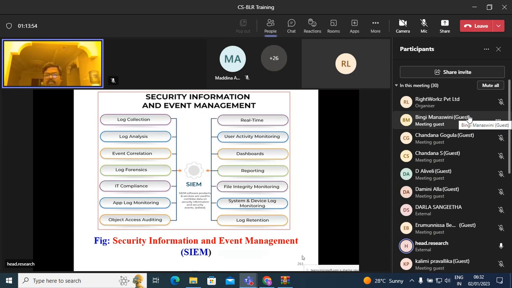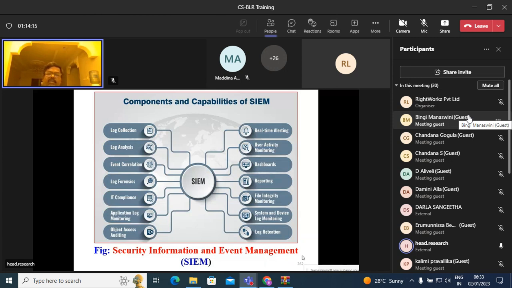If you see SIEM, the solutions you can expect are real-time environment, user activity monitoring, dashboards, reporting, file integrity monitoring, system and device log monitoring, and log retention. These are the security information and event management. Same thing I have represented with the help of components and capabilities of SIEM. What are the components and what are the capabilities we are using for this SIEM event management system? If you are using log collection, these are the components and capabilities of SIEM.